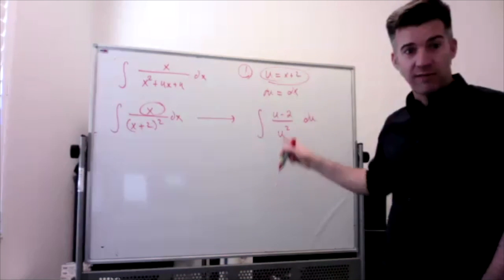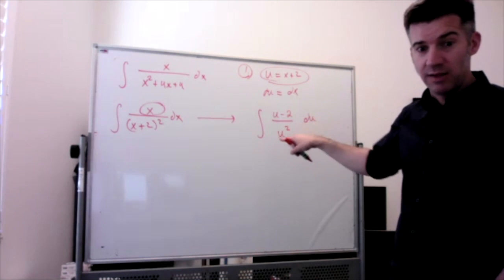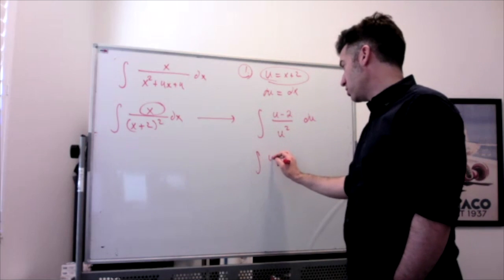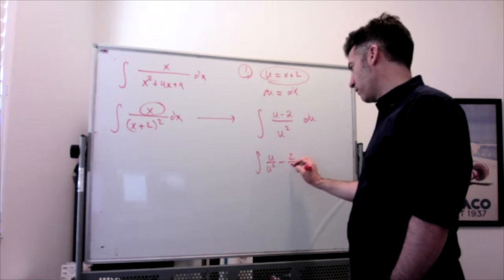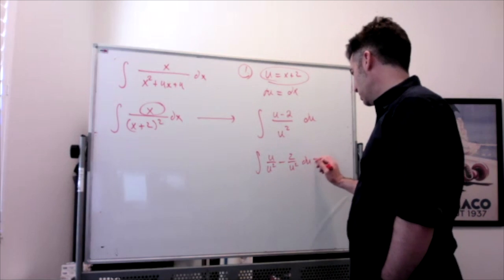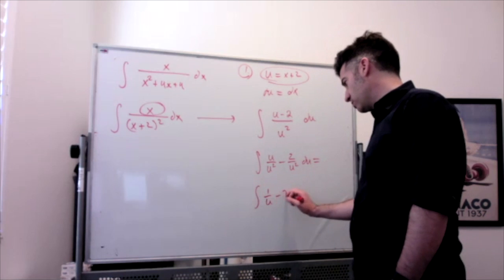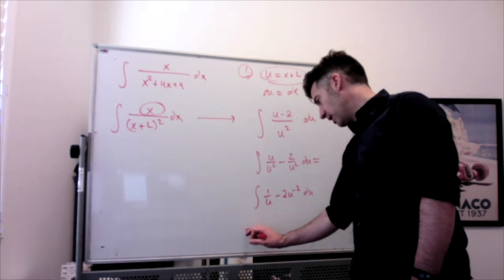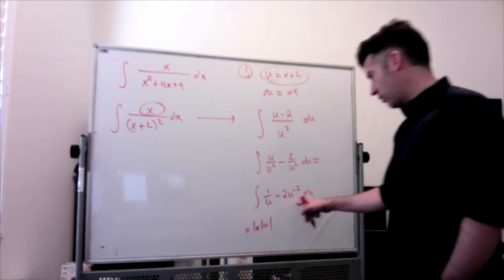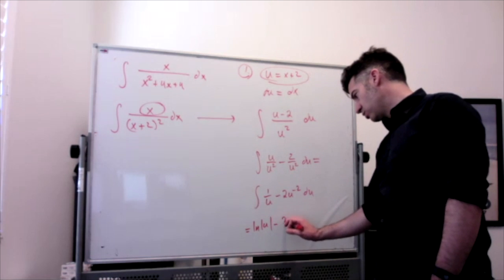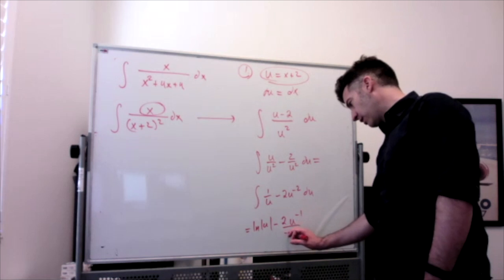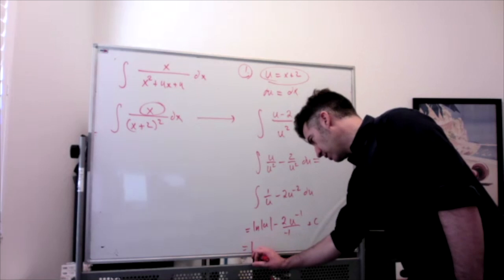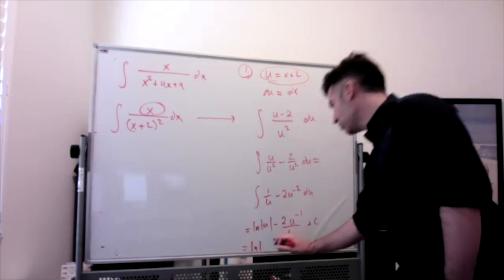And then I can do the thing, since I've got a fraction where I've got a single thing in the denominator, I can divide each thing by that. So I'm going to write this as the integral of u over u squared minus 2 over u squared, which is the integral of 1 over u minus 2u to the negative second. Integral of 1 over u is the natural log of the absolute value of u. Integral of minus 2u to the negative second is minus 2u to the negative first divided by negative 1 plus c. Plugging back in what everything is, the natural log of the absolute value of x plus 2.